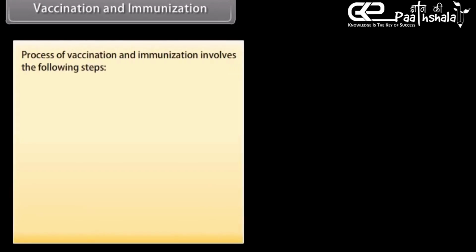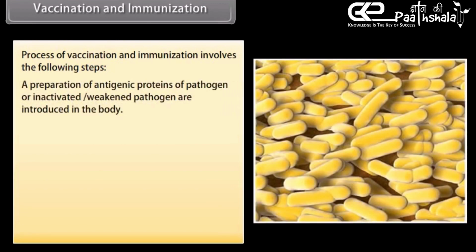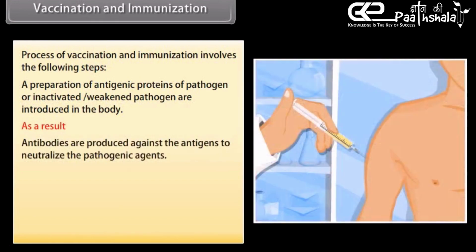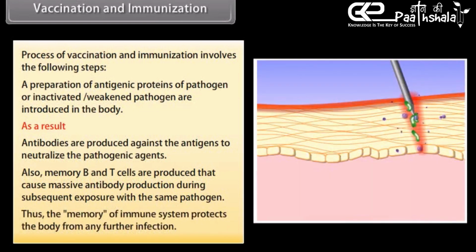Process of vaccination and immunization involves the following steps. A preparation of antigenic proteins of pathogen or inactivated, weakened pathogen are introduced in the body. As a result, antibodies are produced against the antigens to neutralize the pathogenic agents. Also, memory B and T cells are produced that cause massive antibody production during subsequent exposure with the same pathogen. Thus, the memory of immune system protects the body from any further infection.